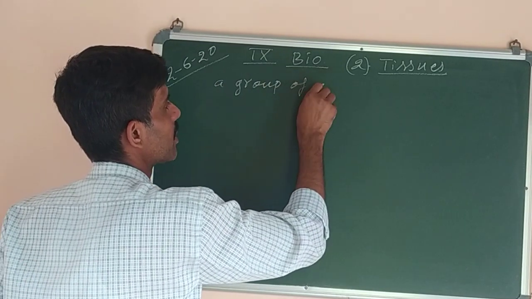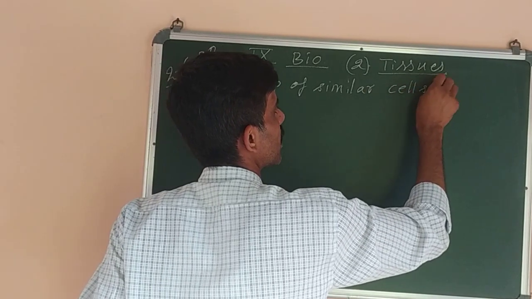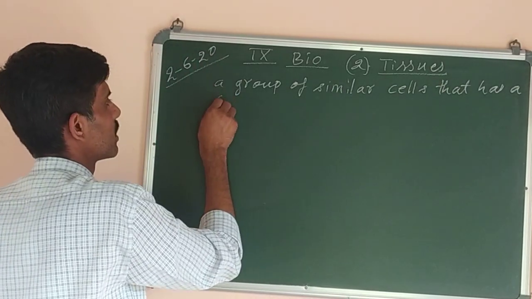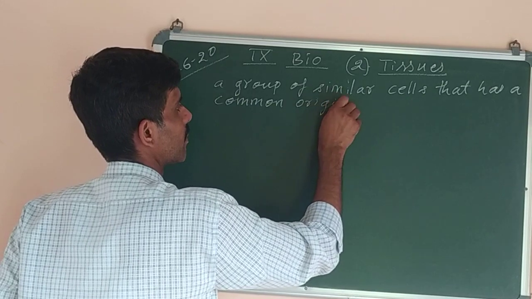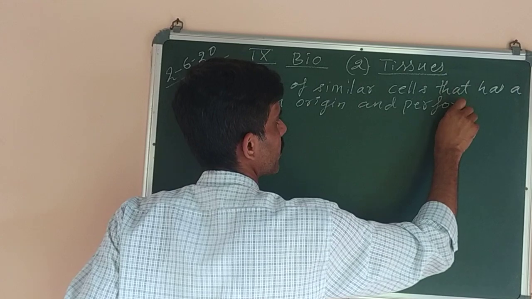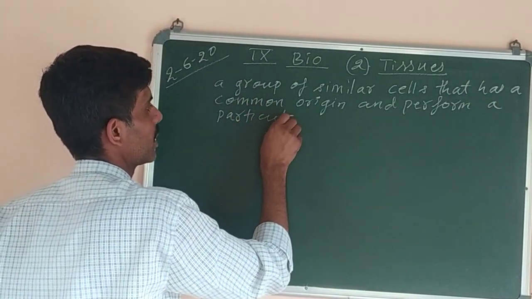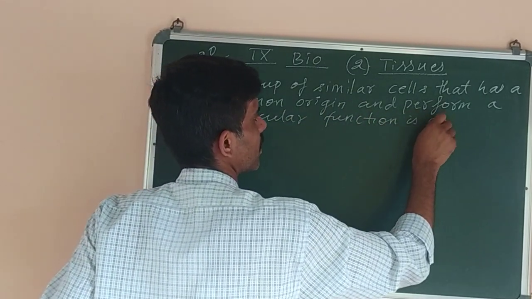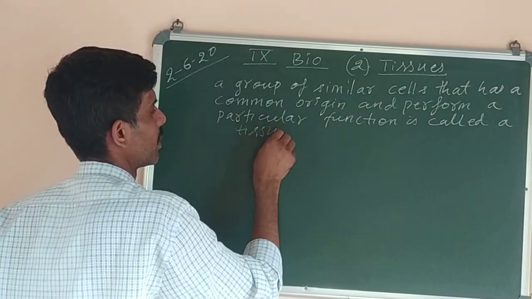a group of similar cells that has a common origin, and performs a particular function is called a tissue. And performs a particular function means one particular work they do. Is called a tissue. Okay.